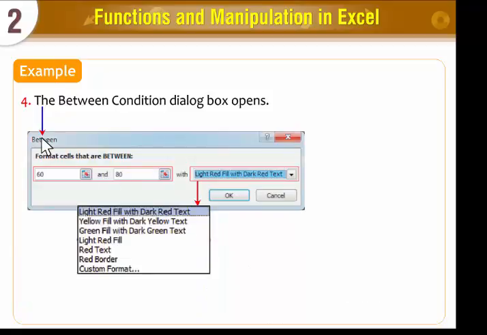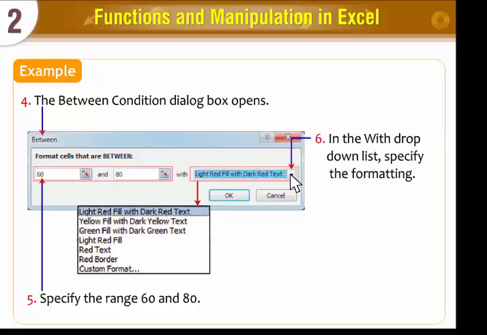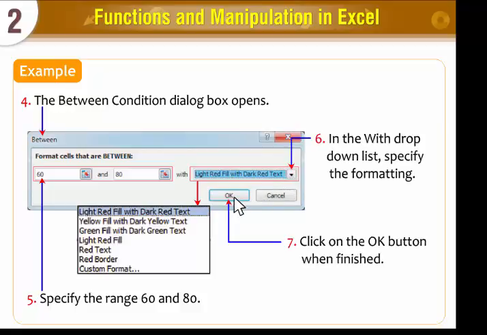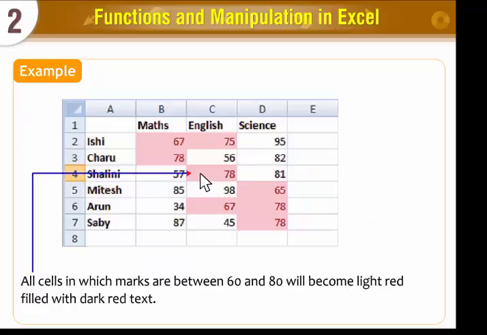The Between Condition dialog box opens. Specify the range 60 and 80. In the With drop-down list, specify the formatting. Click on the OK button when finished. All cells in which marks are between 60 and 80 will become light red, filled with dark red text.